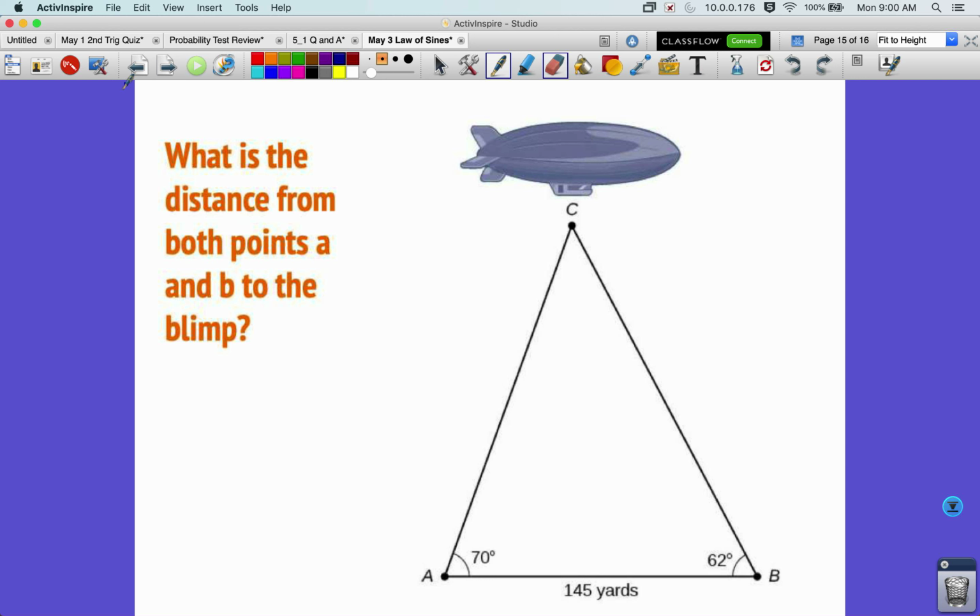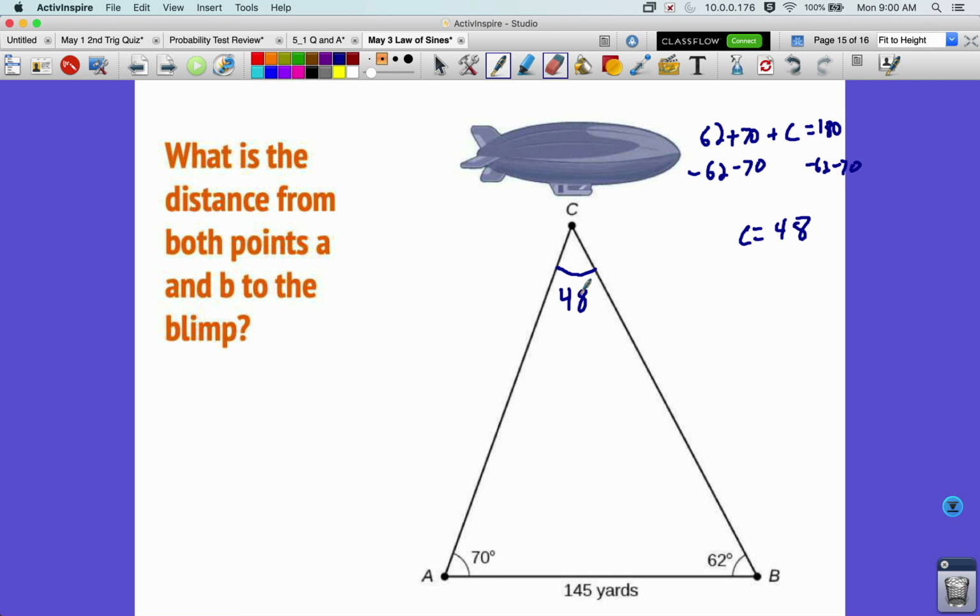Okay, now here is a slightly, ever so slightly more difficult case because I don't have a side length and its opposite angle. But I can solve for this opposite angle really quickly because I know the interior angles of a triangle have to add up to 180. So 62 plus 70 plus mystery angle C must equal 180. Subtract away 62 and 70. And I get 180 minus 62 minus 70 equals 48. So C equals 48 degrees.